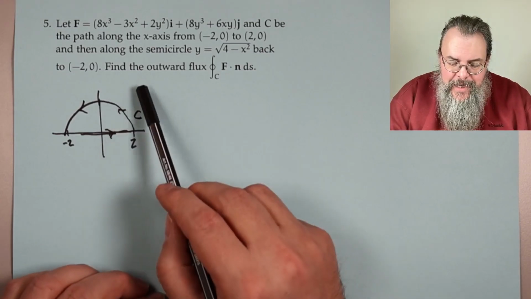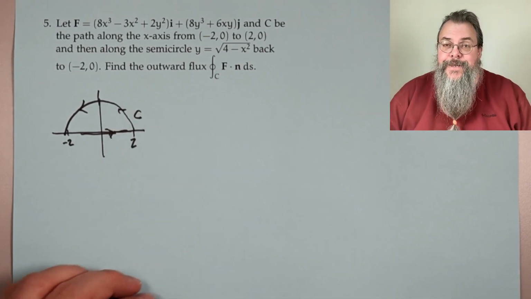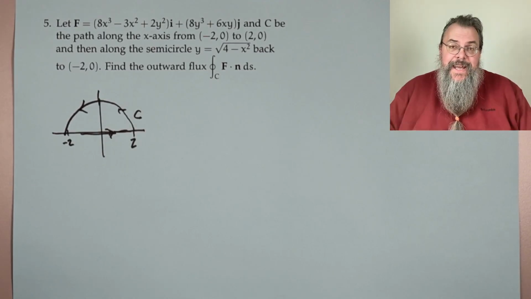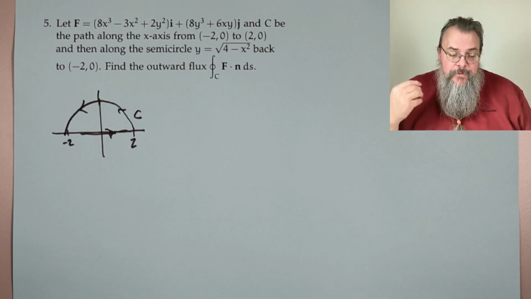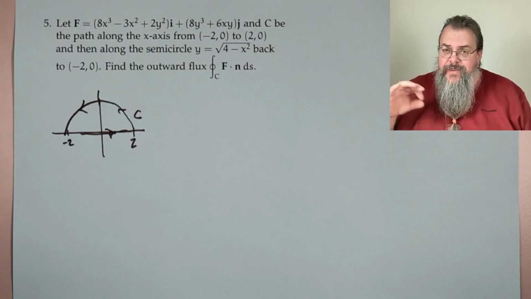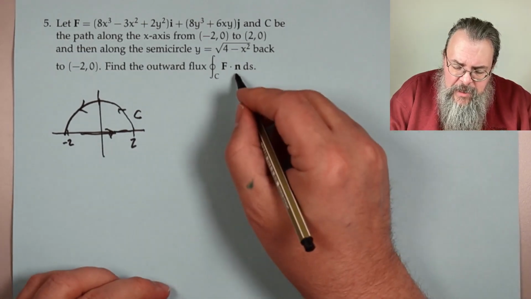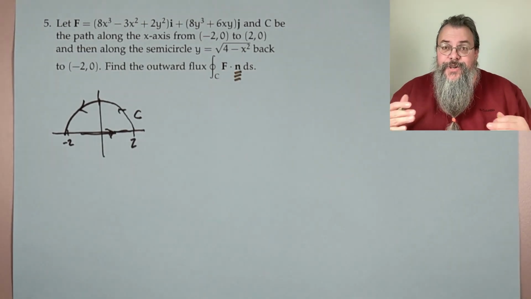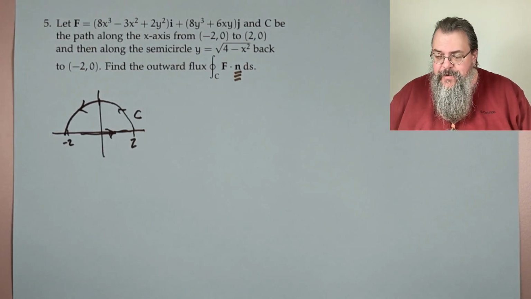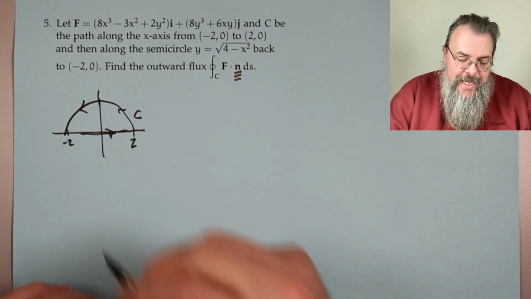Well, find the outward flux f dot n. Now, if you remember the last one, it was circulation f dot t. Now, that's the version of Green's theorem that we usually talk about. So this is a slightly different version of Green's theorem. So here, we're looking at how things cross through the boundary. Well, can we still use Green's theorem? Yes, but we'll state it in a slightly different way.